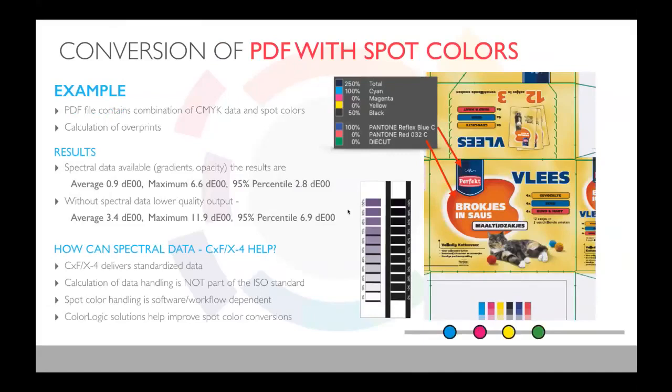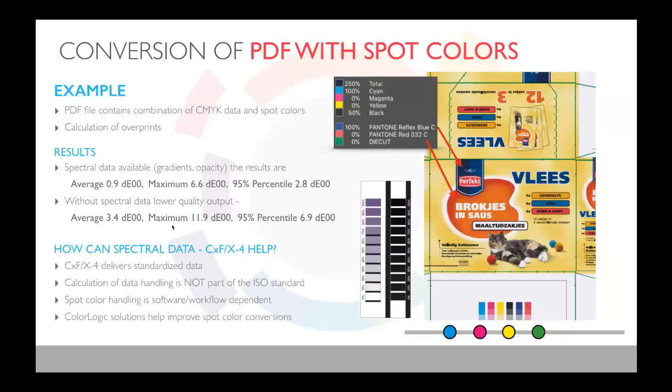So what they did, with the help of one of our color consultants over in Europe, is they decided to add a simple test chart. They printed a simple 10 patch chart for both the Reflex and the 032, and they printed that on the actual substrate that they were printing on. So what did they do from that? It's kind of interesting.